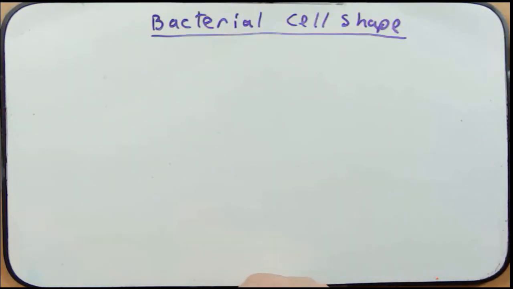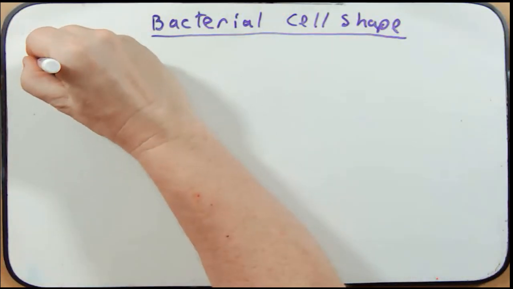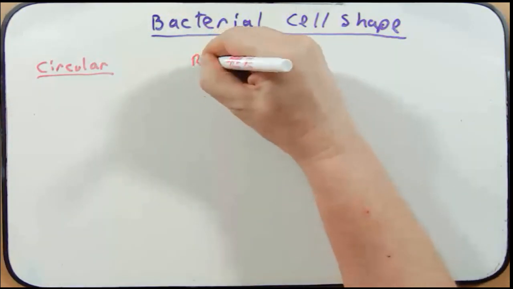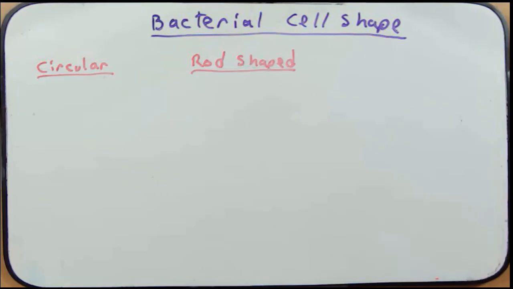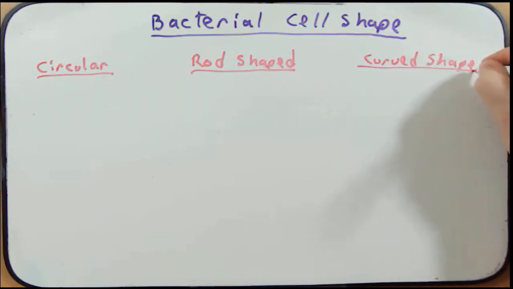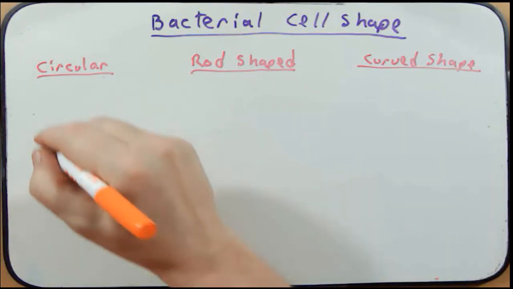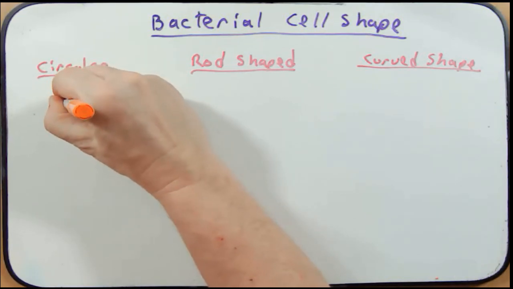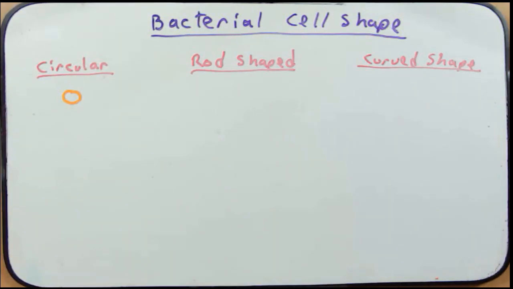Now I would like to talk a little bit about bacterial cell shape. And when we categorize bacteria, we often place them in one of three shapes. The first is circular. The second is rod-shaped. And the last is curved shape. And there are variations within these, but these are the three broad categories. Circular are what you might expect. They're very circular, very spherical.